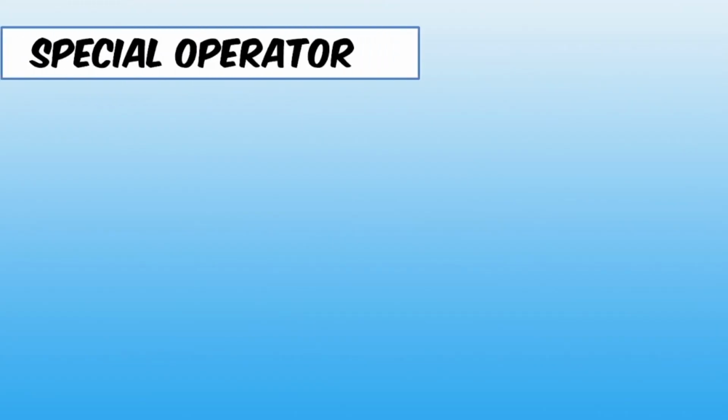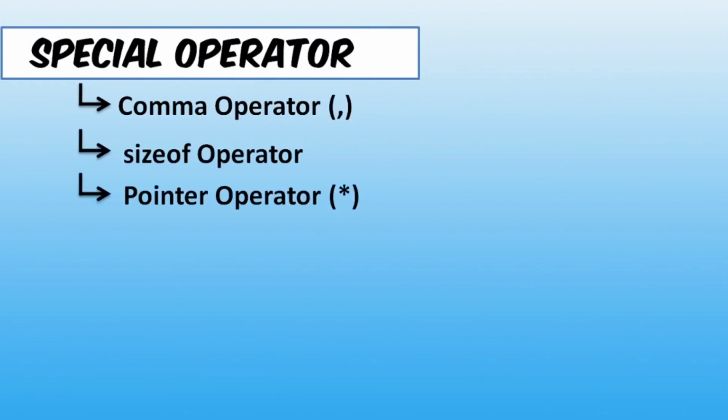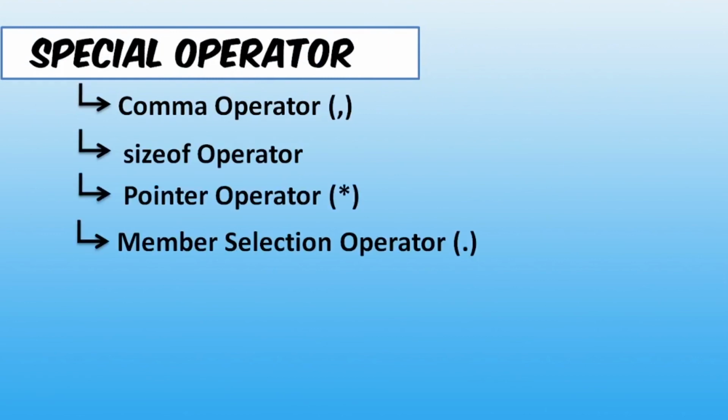Now the last operator is special operator. There are 4 special operators, which are comma operator, size of operator, pointer operator, and member selection operator. So in this video I will only talk about comma operator and size of operator. So this comma operator can be used to link related expressions together. So how had we been declaring multiple variables? Using comma operator. And size of operator. So what does this size of operator actually do? So this size of operator is used to find the size of an operand, that is how much memory does an operand occupy.